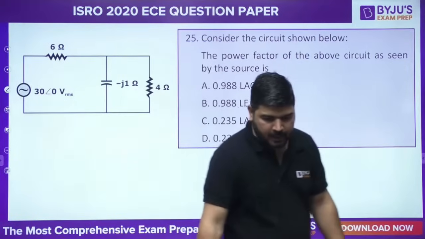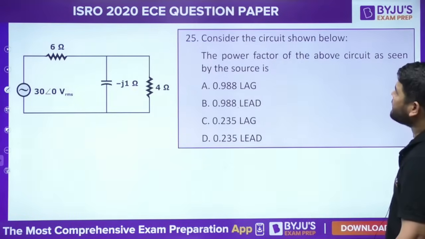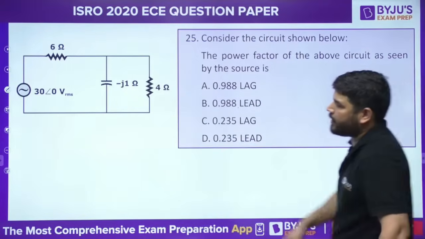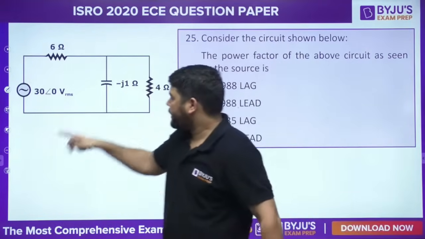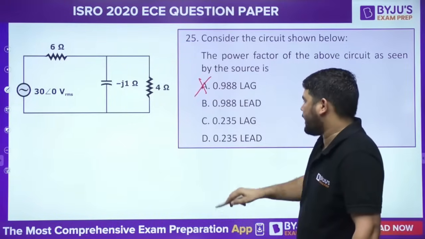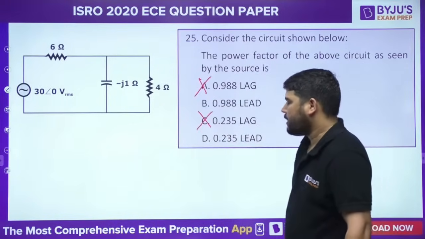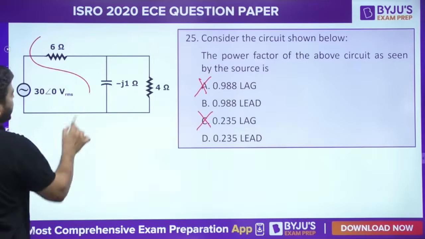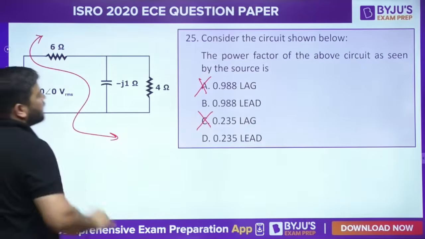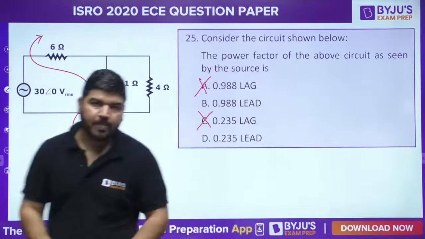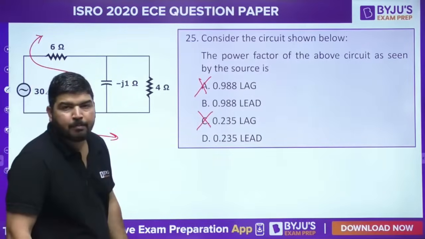The next question on your screen is, consider the circuit shown below, the power factor of the above circuit seen by the source. What is the power factor? You know that the circuit contains capacitors, so power factor cannot be lagging. So the lagging part is over. Now, if somehow we can calculate the impedance of this network, with the help of impedance, you can calculate the power factor. Okay. So let's first calculate the impedance.